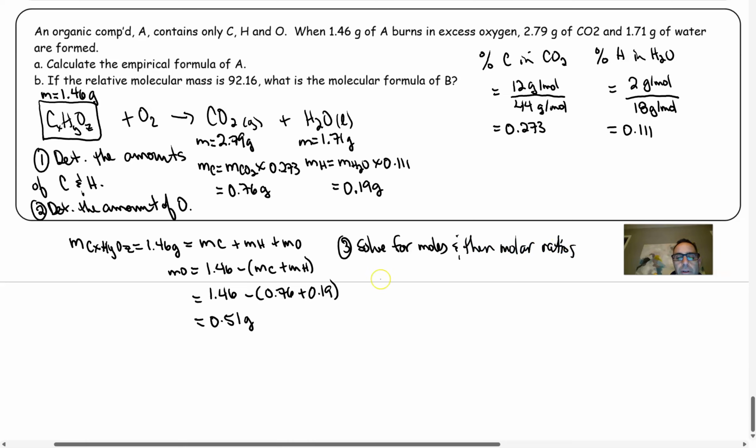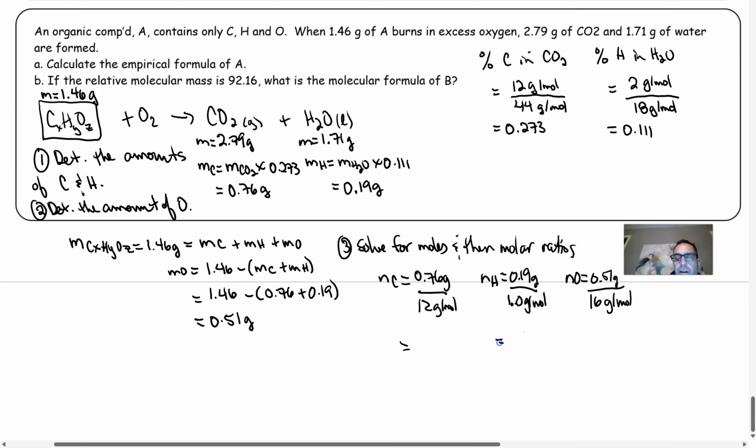All right, so we're going to go moles of carbon is going to be equal to 0.76 grams divided by 12 grams per mole. Moles of hydrogen is going to be equal to 0.19 grams divided by 1.0 grams per mole. And then the moles of oxygen is going to be equal to 0.51 grams divided by 16 grams per mole.